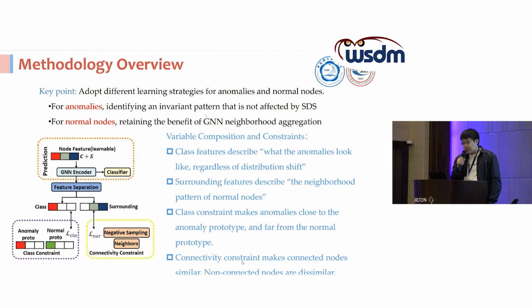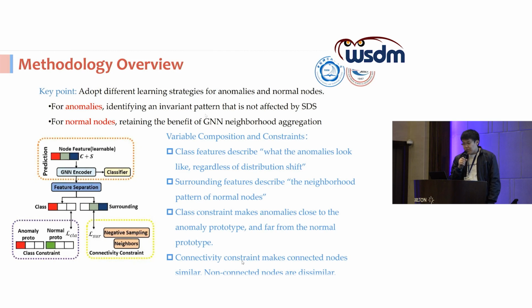Here is the methodology overview. Our model is called graph deconvolutional neural network. The key point is to adopt different learning strategies for anomalies and normal nodes. For anomalies, we identify an invariant pattern that is not affected by SDS. And for normal nodes, we retain the benefit of GNN neighborhood aggregation.